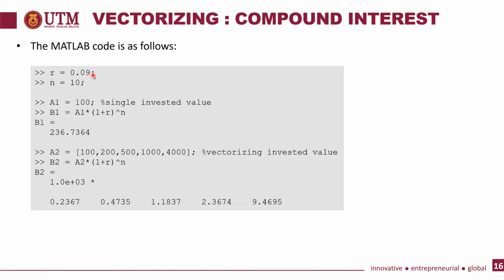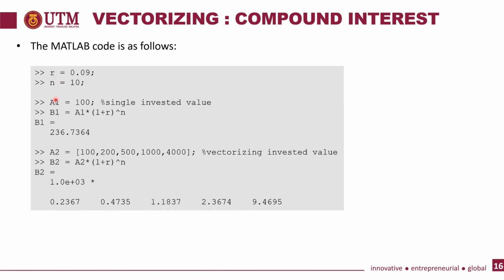The semicolon means that you don't want your value to appear inside the command window, so you need to use a semicolon in your code. And then we initialize the value of n, which equals 10. So we initialize the values of r and n.